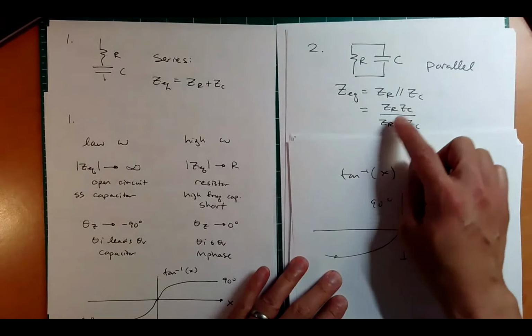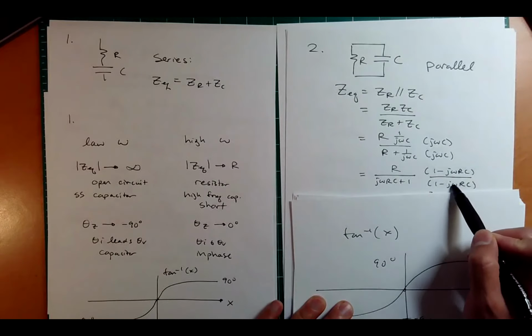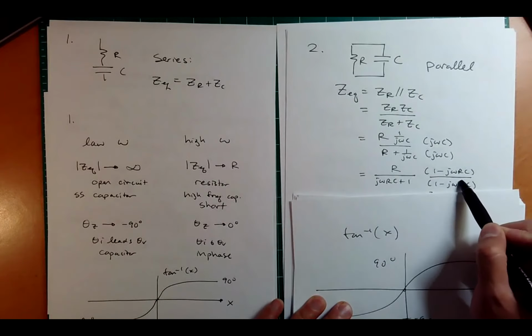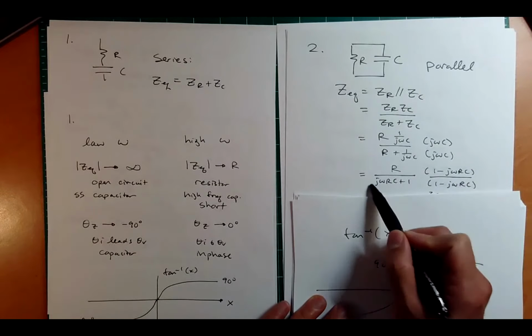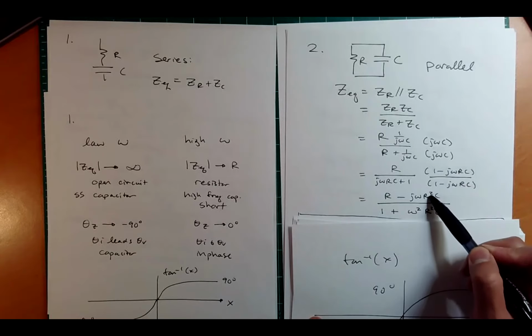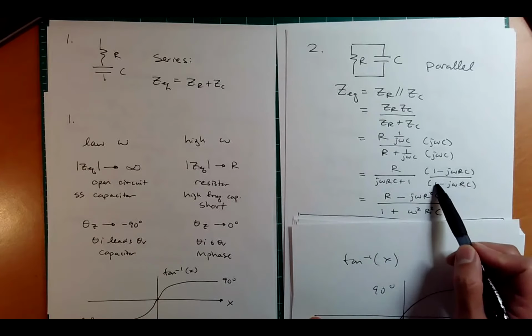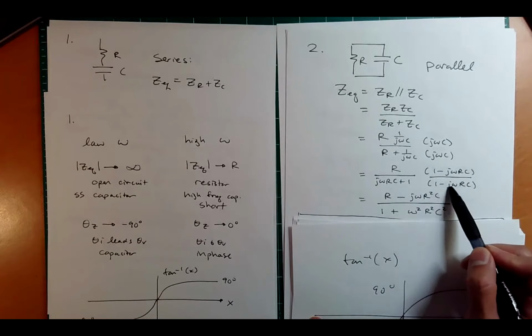Now, if I want to get in polar form, what do we have? Oh, sorry, rectangular form. I can multiply the top and bottom by the complex conjugate of the denominator. Another little trick. And what do we get? All real on the denominator, right? That's nice. And you get R minus j omega R squared C. Don't forget that R. And then on the bottom, you get 1. And then you get a minus j squared, which is a minus minus, which is a positive. Omega squared R squared C squared.